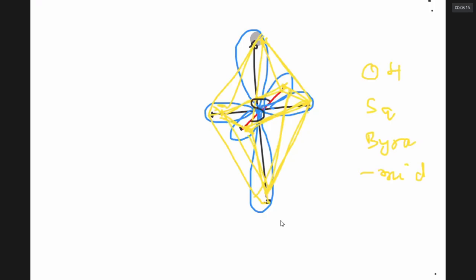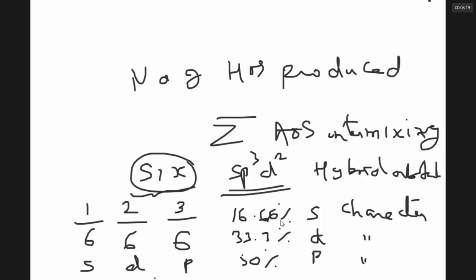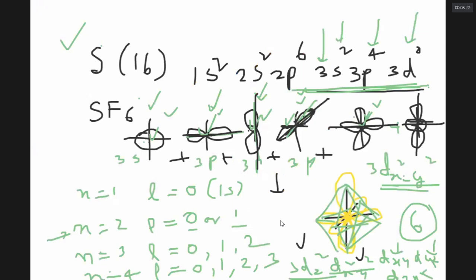Each orbital has 1 unpaired electron, because sulfur has total how many electrons, sir? Sulfur in the valence shell has 6 electrons. The hybrid orbitals are filled according to Hund's rule.